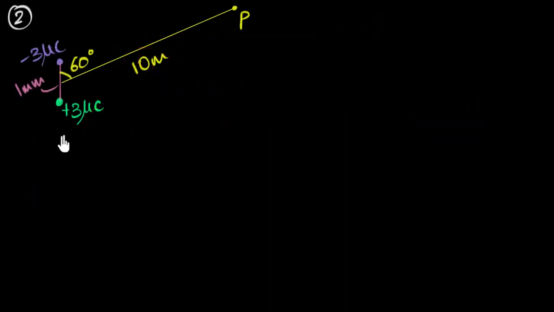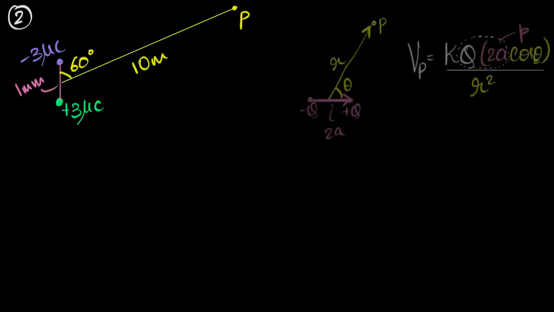Let's try a second one. Again, we are given a dipole. This time we have charges given, the distance between the dipole is given. We have to find the potential at point P at a distance 10 meters from the dipole. And again, notice that this is a point dipole. This distance is much smaller compared to this, so we can use the far away approximation, the same thing that we did here. So again, can you pause the video and try solving this one on your own?